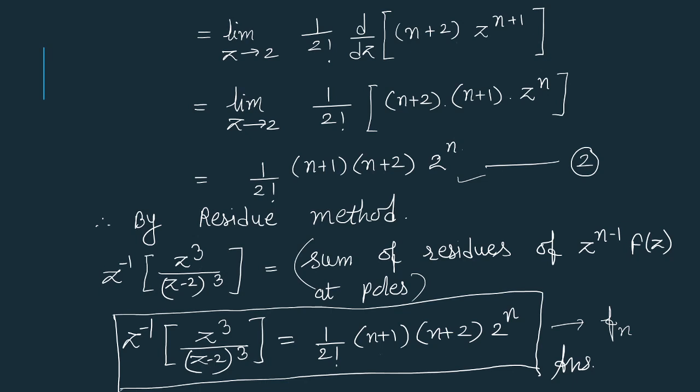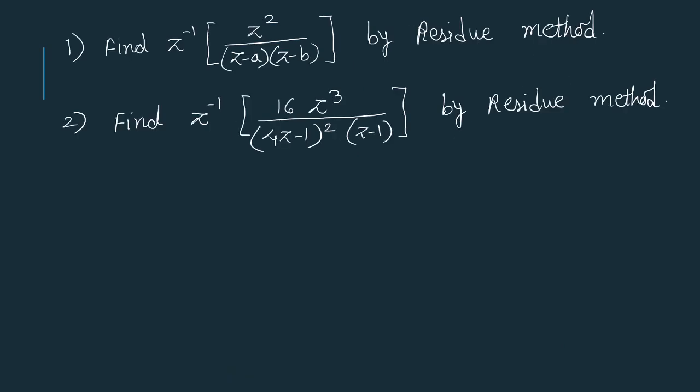In this way, we solve the problems of inverse Z transform by residue method. If there is a combination of one simple pole and another repeated pole, then we take the sum of these lastly and we get the required result. These are the practice problems.